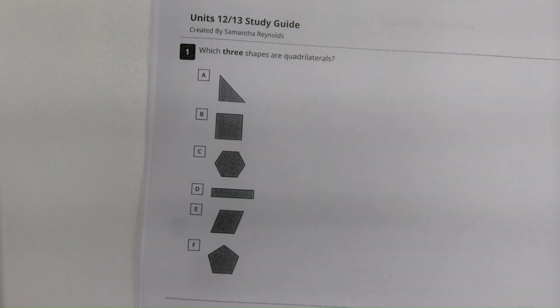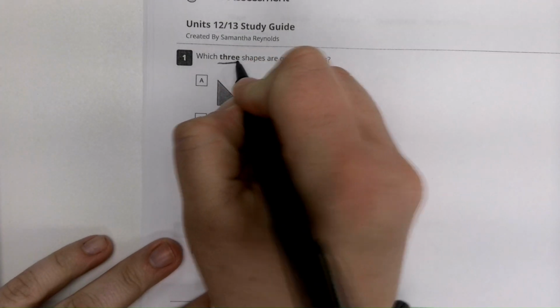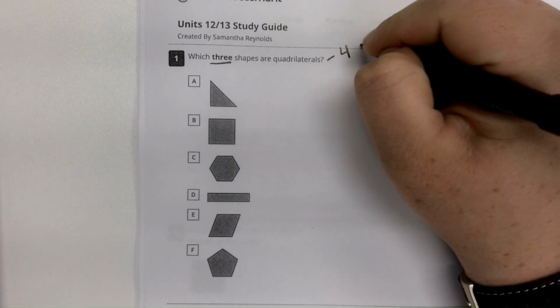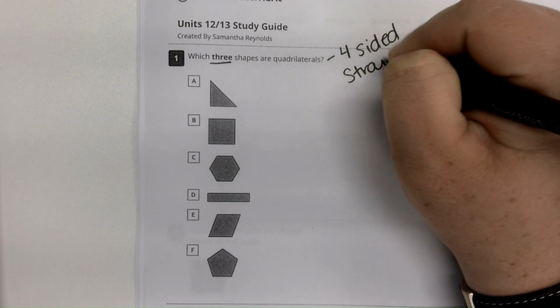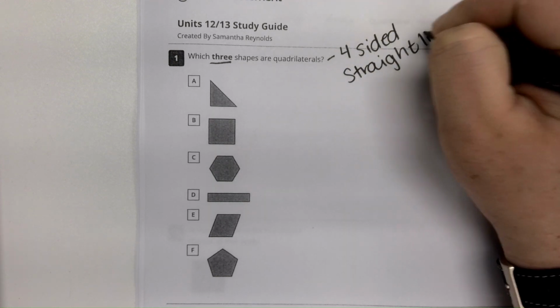Hello, let's go over the Unit 12-13 study guide. So number 1, it asks which 3 shapes are quadrilaterals. Quadrilaterals are 4-sided shapes that have all straight lines.